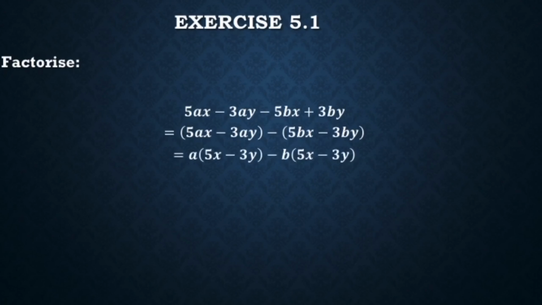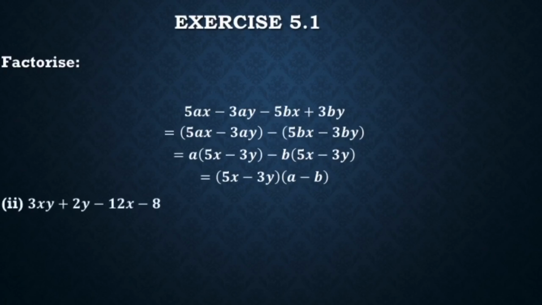Today we will do exercise 5.1, question number 2, part number 2. Question number 2, part number 2 is 3xy plus 2y minus 12x minus 8. If you observe, the question contains 4 terms. I have told you in the previous lecture that whenever there are 4 terms and we have to factorize it, what do we do? We make the pairs. We will make the pairs of the first 2 terms and the last 2 terms.